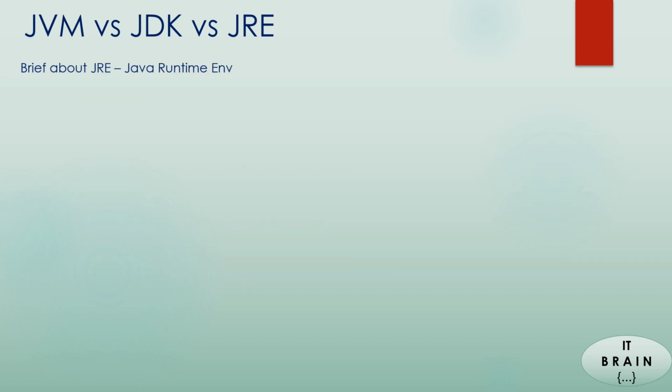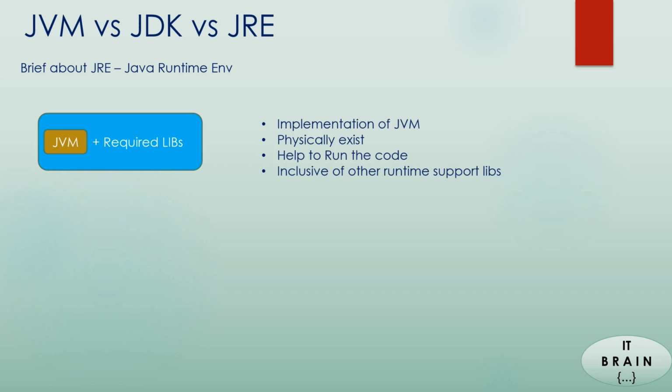Now have a quick look at the JRE, that is nothing but the Java Runtime Environment. As we have explained earlier, it is basically the superset of your JVM. So along with the JVM, you have the required libraries used for running the overall runtime environment, to make sure you are able to run applet-like programs or have browser compatibility support, right? So those libraries are included. It is an implementation of the JVM, because the JVM provides a virtual instance, but the implementation is provided by the JRE. It in fact physically exists in your system. Whenever you download the JRE, it will be physically installed in your system. It helps to run the code and it includes the other runtime support libraries.